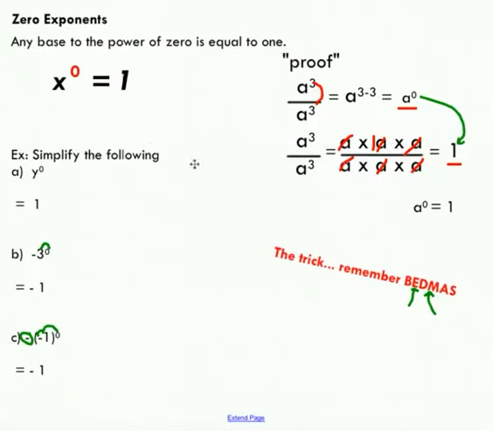Again, these things can be a little strange. Just remember BEDMAS. Don't forget about your brackets, and always do your exponents first and just multiply by whatever's in front.